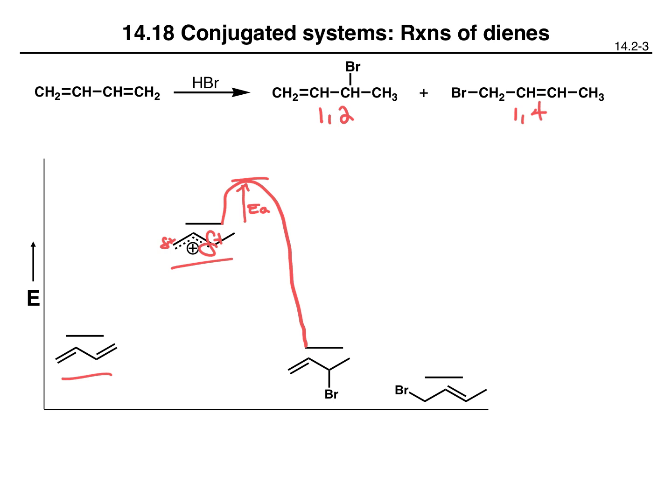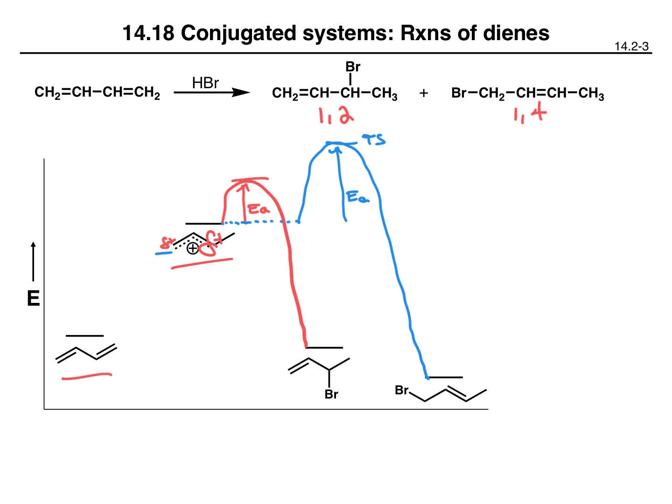The other carbon has a smaller partial plus. Well, for the bromine to add there, it has to overcome a higher activation energy. So this is the transition state leading to 1,4 addition. And so I'm just going to move this over here. And now we think about this has to go up and then down. So this is the activation energy leading to the 1,4 product.